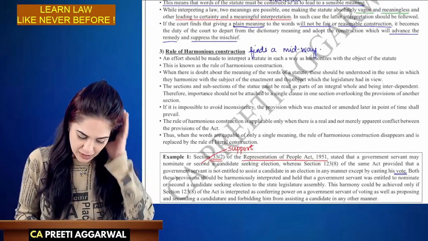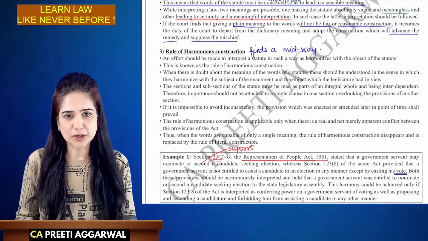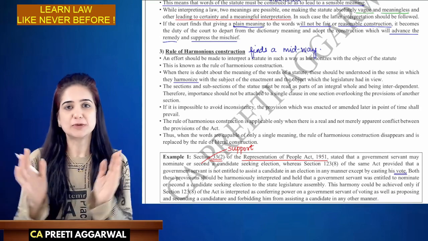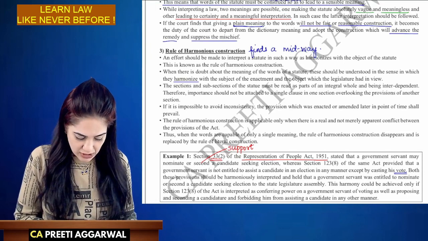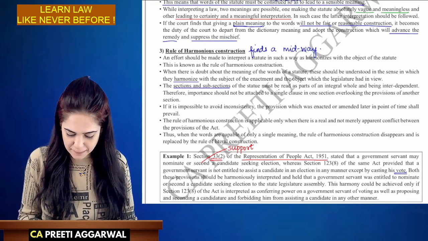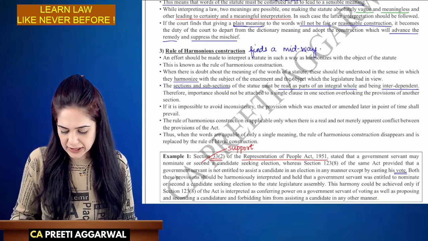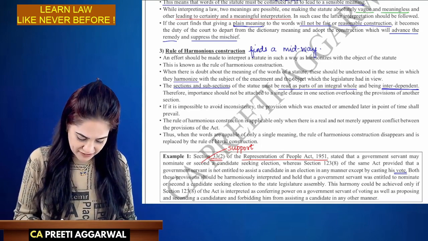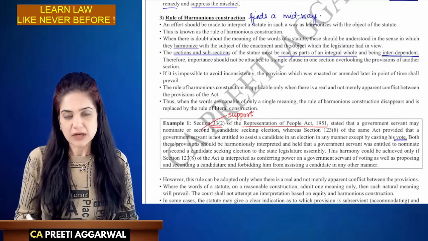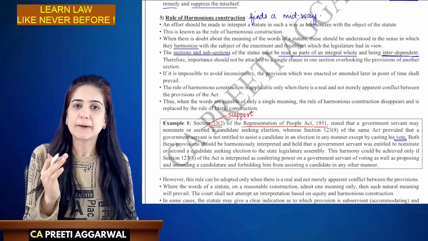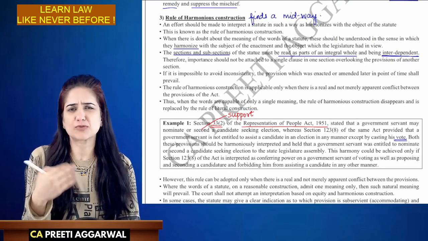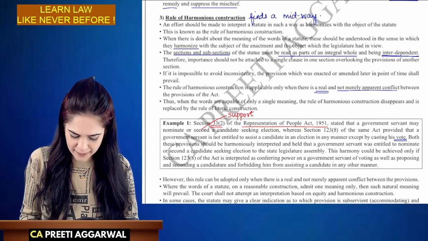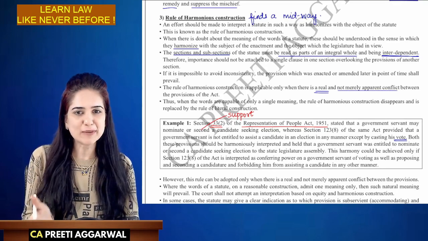Harmony means to live in peace. When there is a doubt about the meaning of the words, it should be understood in the most harmonized form. The sections, subsections, everything should be read together. They must be read as part of an integral whole. They are all interdependent, which means they are all dependent on each other. Everything has to be read in harmony. If it is impossible to avoid inconsistency, the provision which was enacted later in point of time will prevail. So the one which was enacted later, maybe introduced through an amendment, will prevail. It is applicable when there is a real and not merely an apparent conflict. If the words are capable of just a single meaning, this rule is not required.